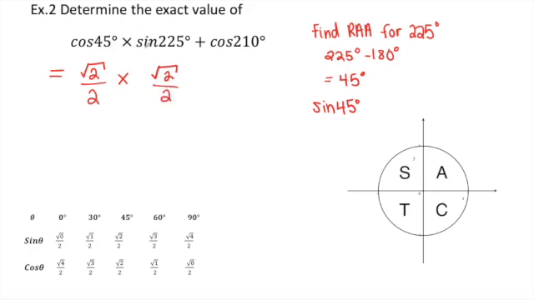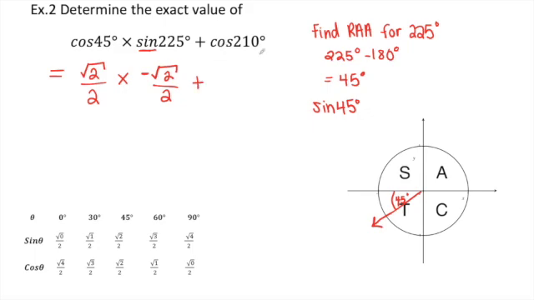Remember for these ones, because we are drawing our terminal arm at 225, and you know your related acute is here at that 45 degrees, you need to pay attention to your sine here. Because it's in our tan quadrant, and it's sine, sorry, this is sine here, you know that it is going to be a negative root 2 over 2, okay?